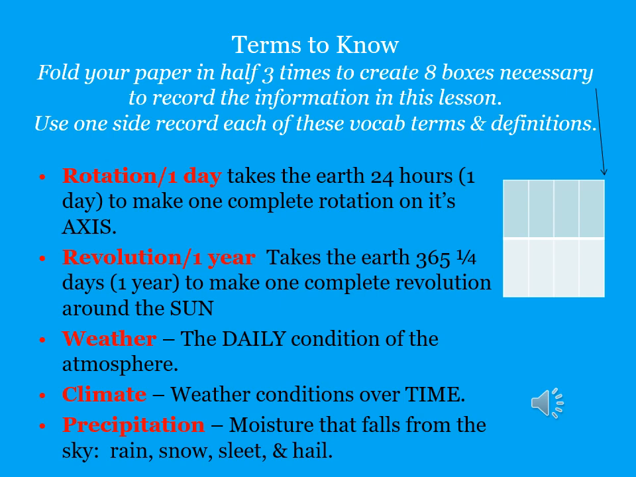Weather is the daily condition of the atmosphere, so today is sunny, tomorrow might be rainy, and the next day is going to be sunny again. Climate is the weather conditions over time. Over the course of a year, 2 years, or 5 years, you notice it's more likely to rain in the wintertime than in the summertime, that it's very hot or humid in the summertime, and maybe not as cold in the wintertime. That is what climate is. Precipitation is moisture that falls from the sky: rain, snow, sleet, and hail. If you remember the water cycle from 8th grade, that causes precipitation. I think you should be okay when we talk about storms and rain later in our presentation.